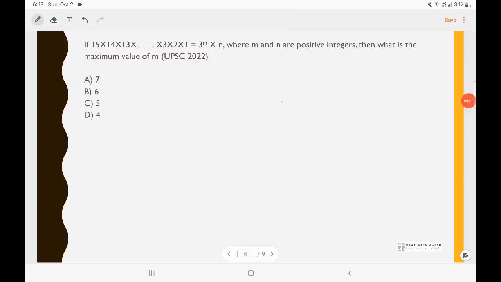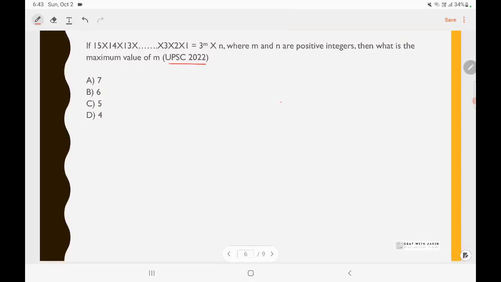So now let's solve some questions, UPSC previous year questions. So this is a UPSC 2022 question. If 15 into 14 into 13 into etc. into 3 into 2 into 1 is equal to 3 raised to m into n, where m and n are positive integers, then what is the maximum value for m? Okay, so that means 15 into 14 into 13 etc. into 3 into 2 into 1 is equal to 3 raised to m into n.